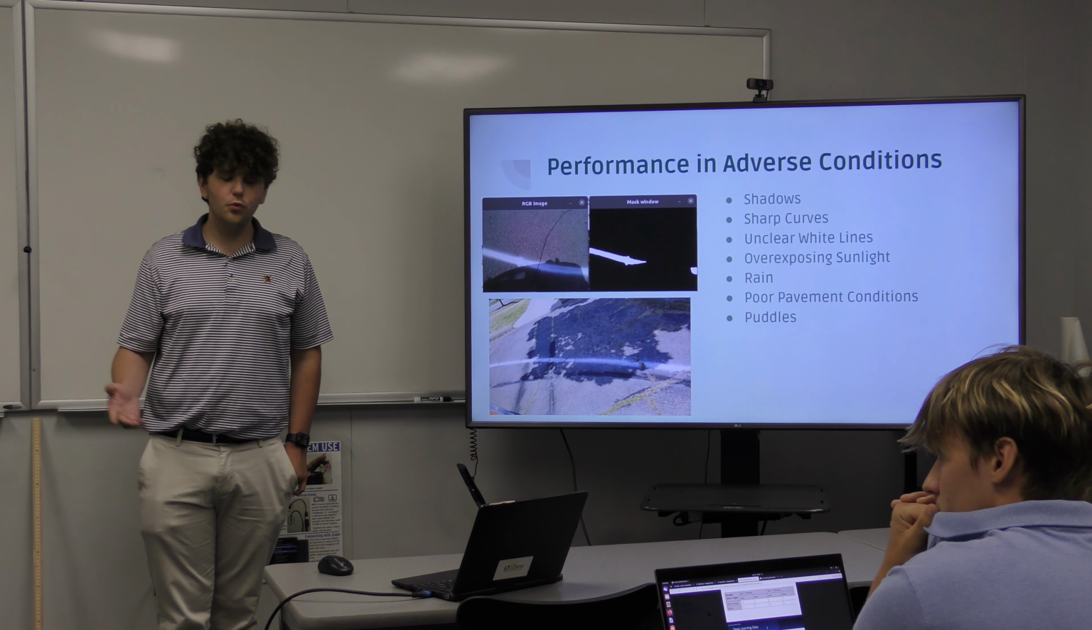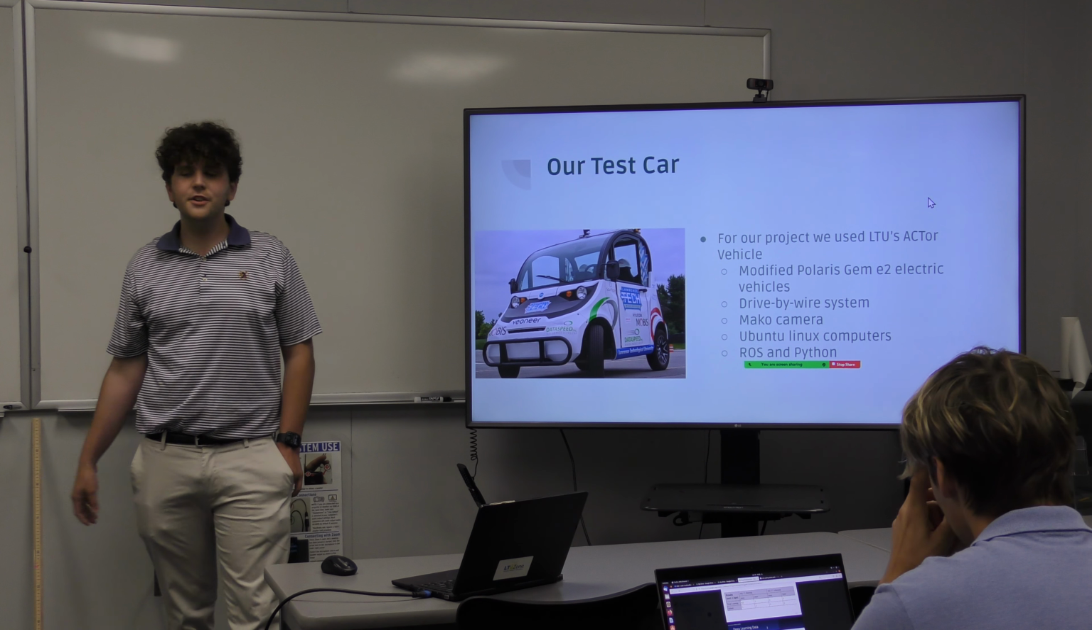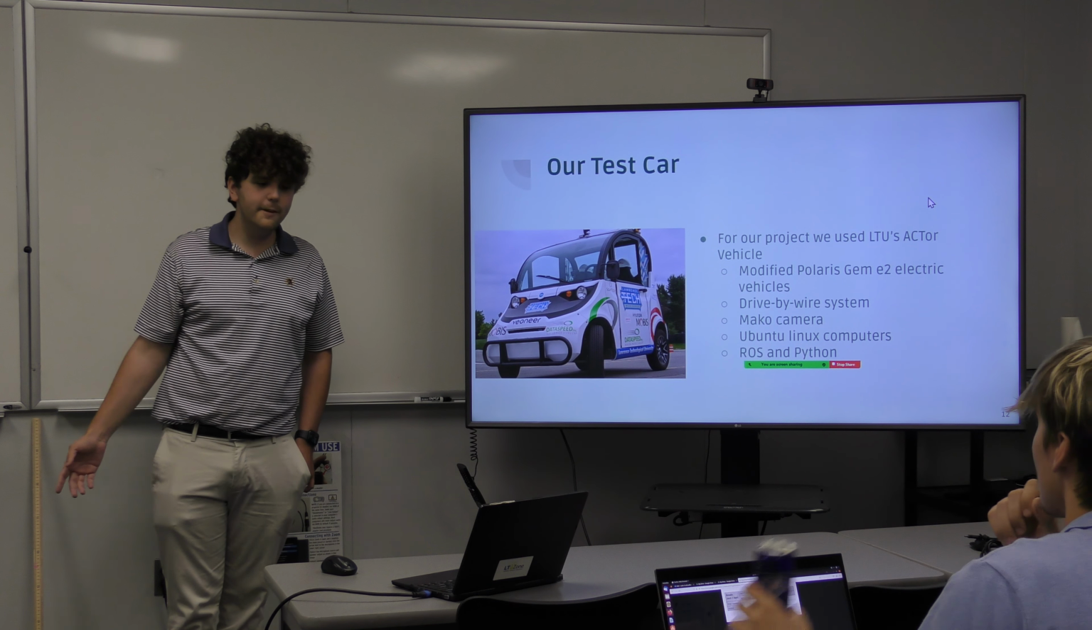So for our experiment, we have the following design. Our test course, our outer lane is 86 meters, our inner lane is 71 meters, and then on our track we had red dots that served as stop signs, so we could accurately record when a whole lap stopped and began. We have the following test car. It is Lawrence Tech's Actor 1 vehicle. It is a Polaris GEM electric car. It operates with a drive-by-wire system, uses a Mako camera to pick up images, and it is running using a Ubuntu Linux computer that is running the ROS and Python programs.